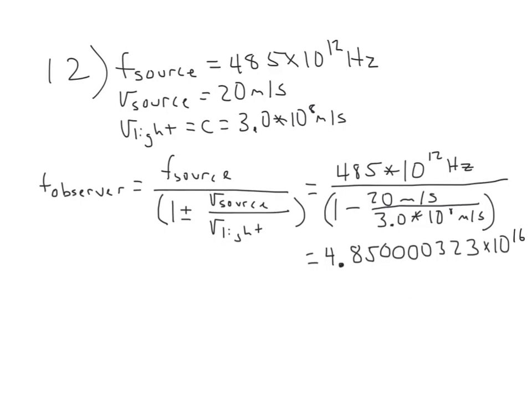Let's look at problem 12. Problem 12 says, if the bike has a marker light that glows orange, at what frequency will you, the standing observer, see?